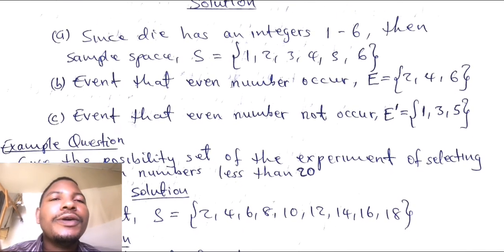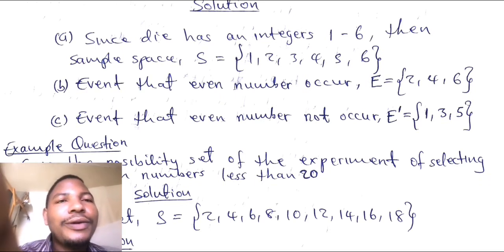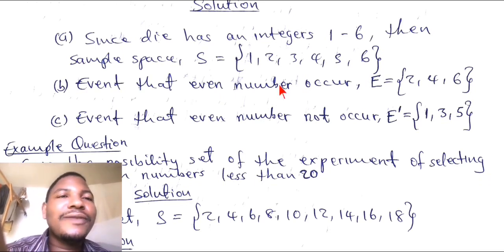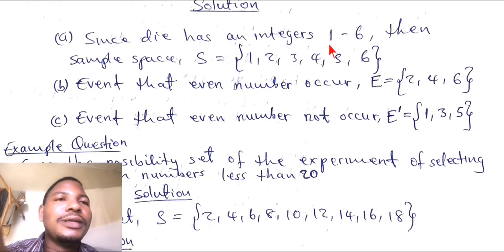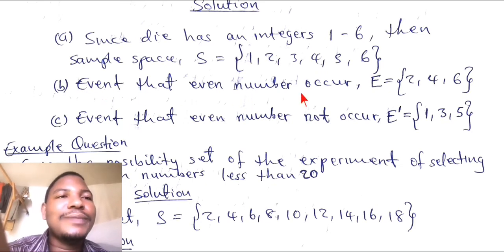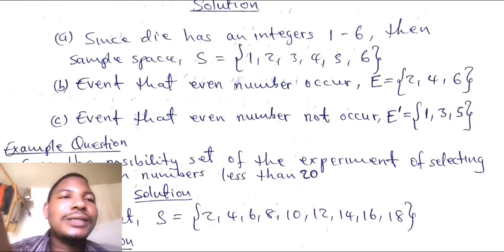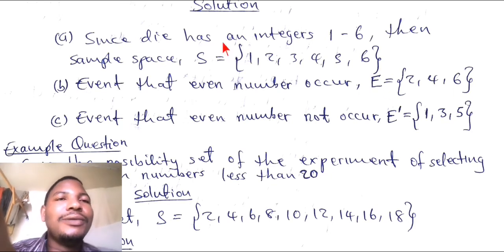Okay, also the event that even number occur. From the event of even number occur, we know that an event is a specific outcome. The sample space is all possible outcomes, but when we're talking about the event, this now will be the specific outcome. Our specific outcome is an even number. Let us check the even number from this list of the sample. Your event that even number occur will be equal to 2, 4, and 6, because these are the even numbers which appear in the sample space.